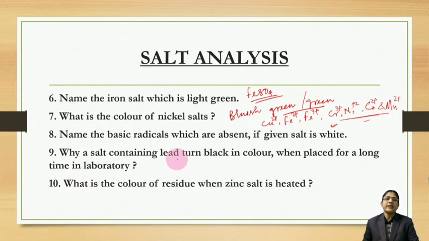Then why does a salt containing lead turn black in color when kept for a long time in the laboratory? Because of the formation of black lead sulfide by the action of H2S. Lead sulfide is black in color. So due to the formation of black lead sulfide by the action of H2S present in the atmosphere, a salt containing lead turns black, right?